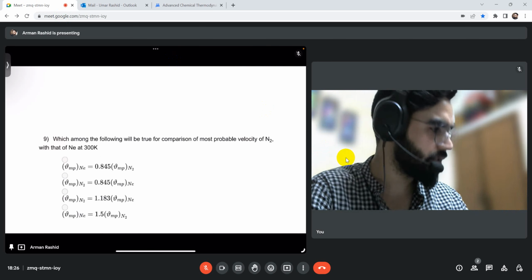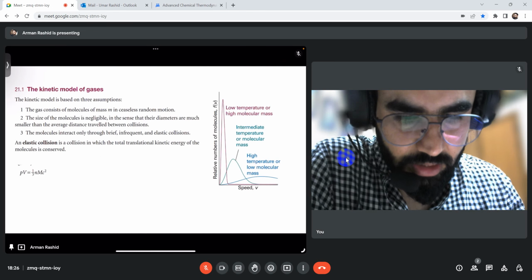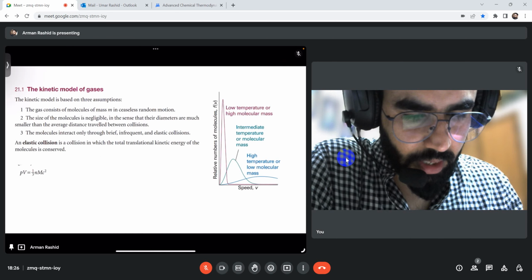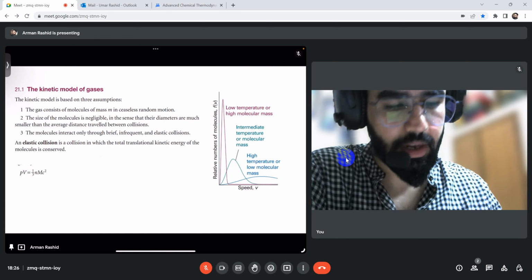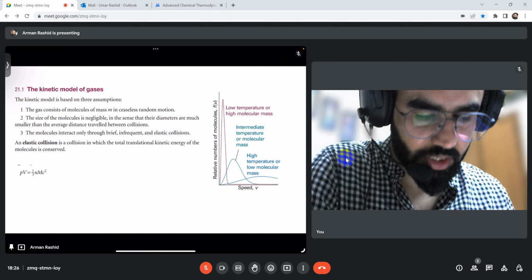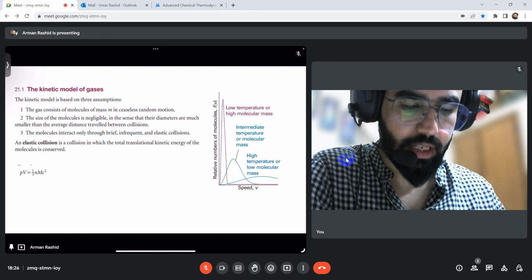The kinetic theory of the gases is based on 3 basic assumptions. The first assumption is that the gas consists of molecules of mass m which are moving in random motion, that means the motion cannot be predicted. The size of the molecules is negligible, that means they are considered point objects which don't have any dimensions; the diameters are very much smaller compared to the distance traveled between collisions. The molecules only interact briefly, infrequently, and in elastic collisions.